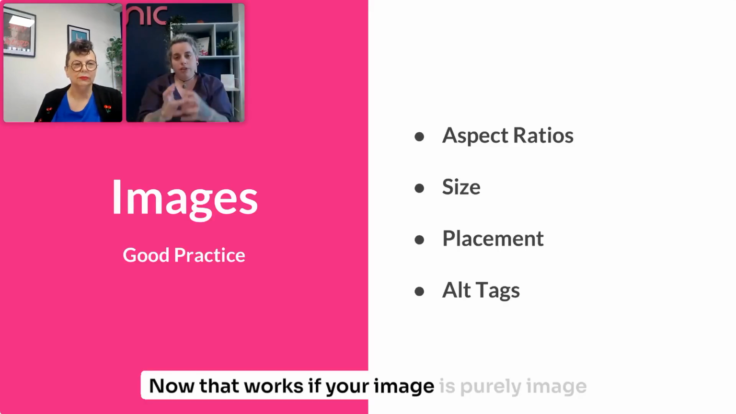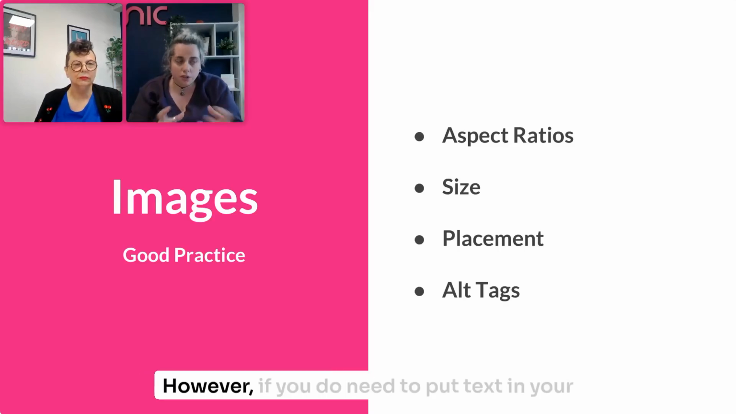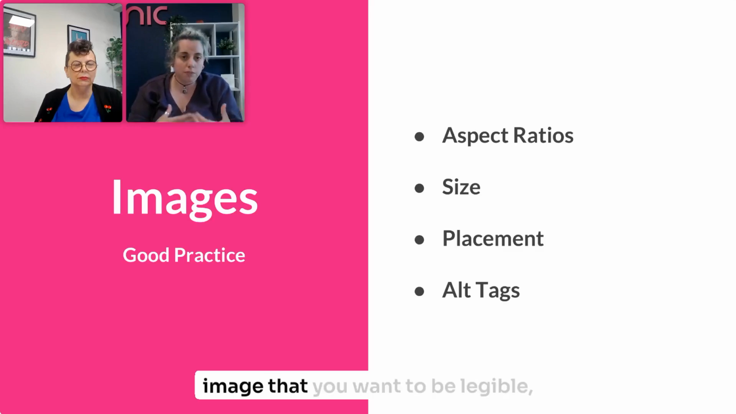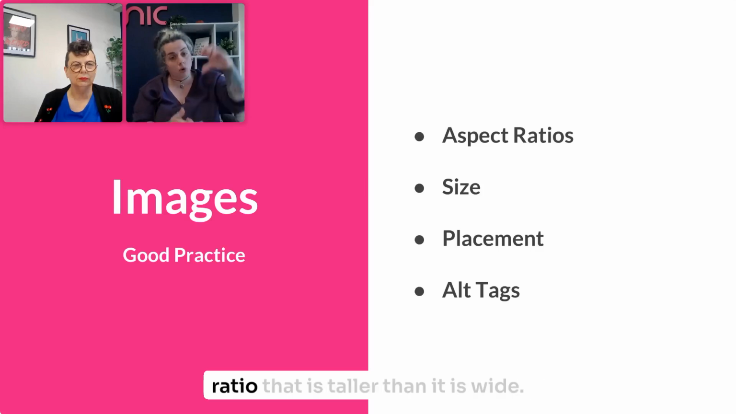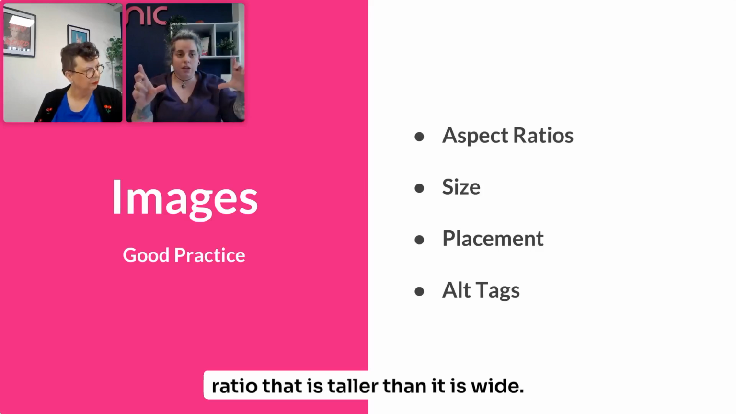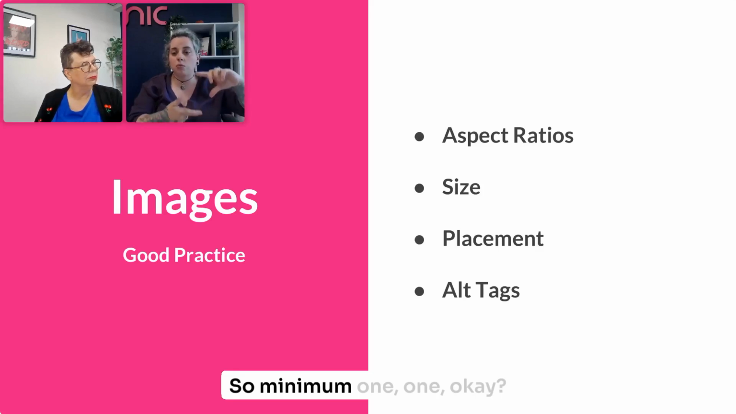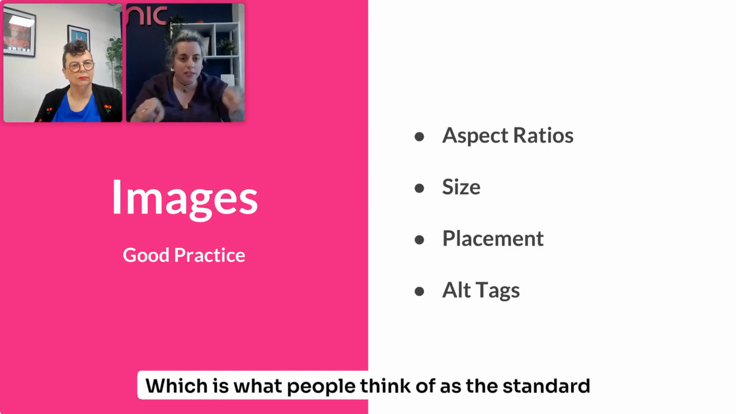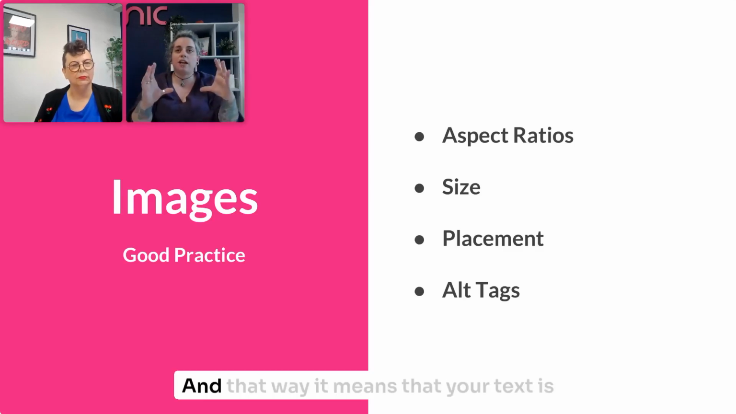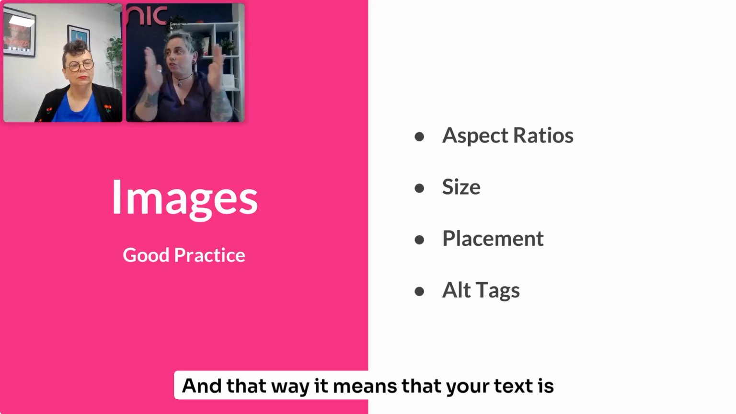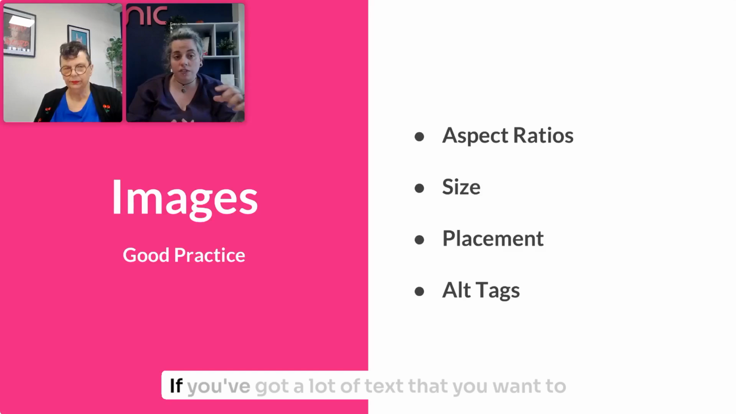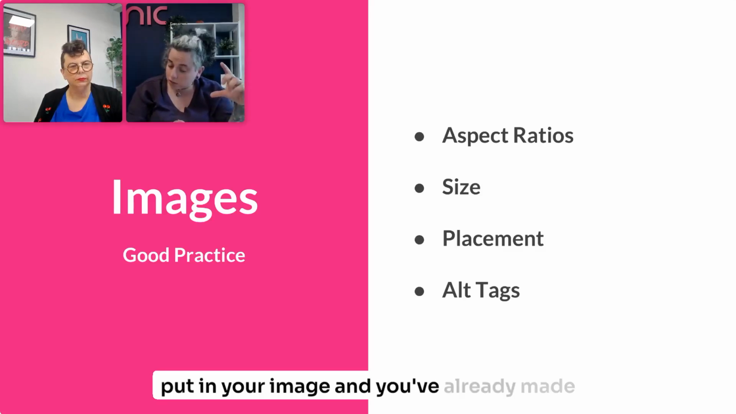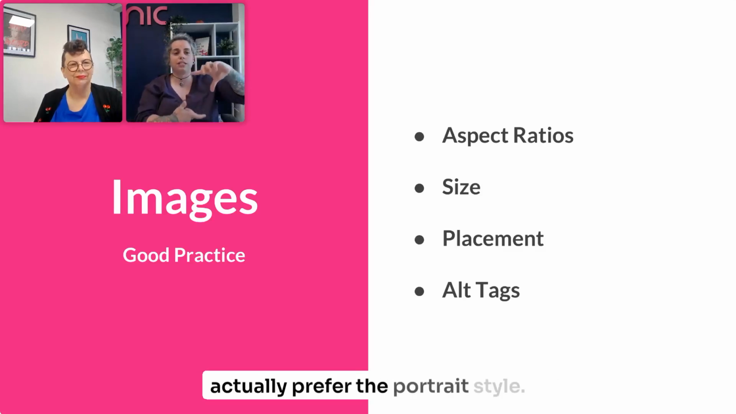Now that works if your image is purely image based. However, if you do need to put text in your image that you want to be legible, personally, I prefer to switch to an aspect ratio that is taller than it is wide. So minimum 1:1, which is what people think of as the standard square Instagram post. That way your text is going to stay the same proportion when it gets squashed. If you've got a lot of text that you want to put in your image and you've already made sure to include it in your alt text, I actually prefer the portrait style.